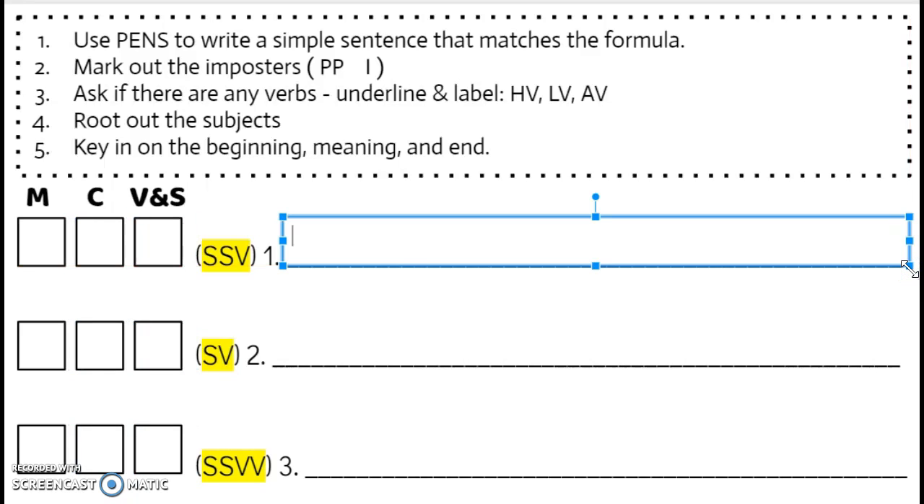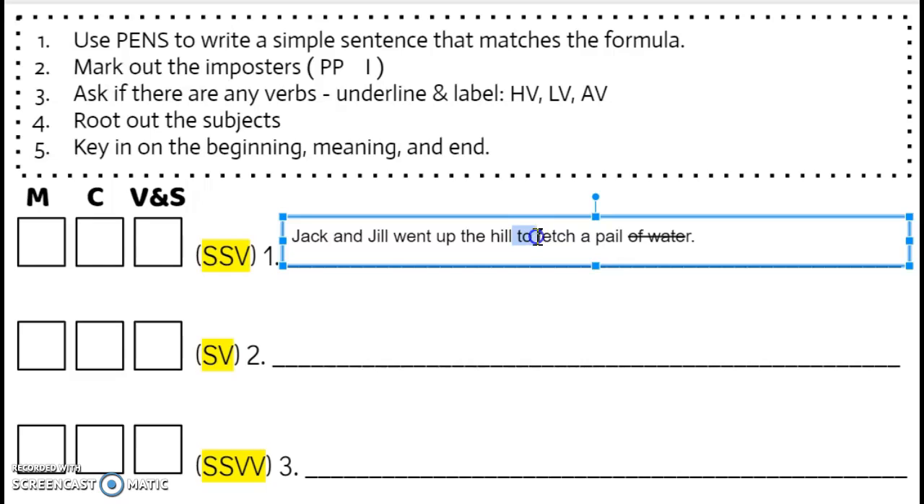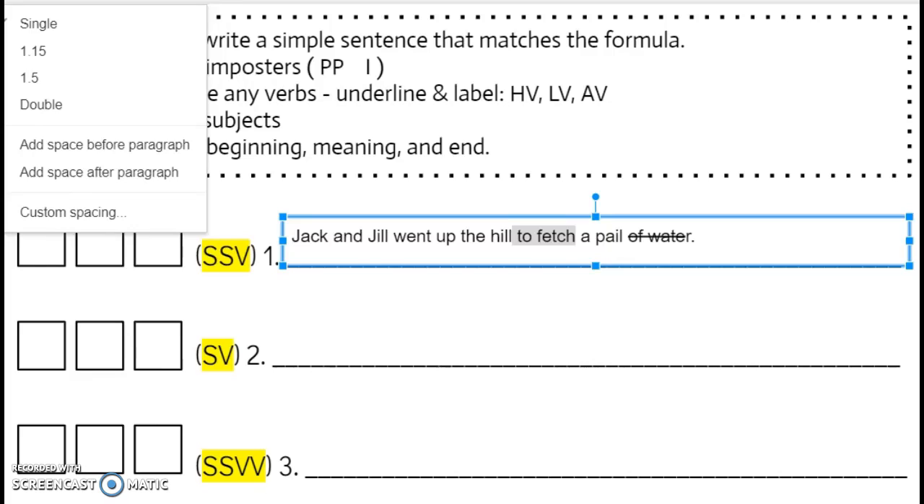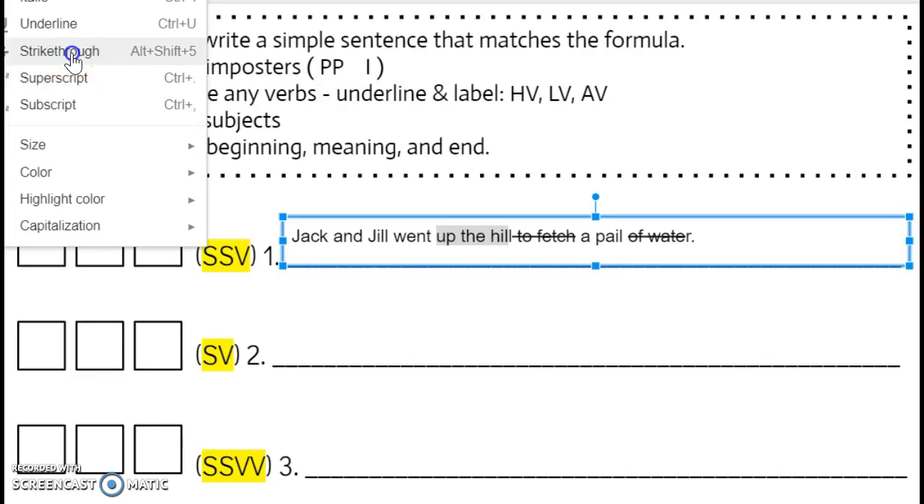So now we need two subjects. So we said Jack and Jill went up the hill to fetch a pail of water. So if I look at my imposters, I've got of water as a prepositional phrase. I'm going to cross it out and label it PP. To fetch is an infinitive. I'm going to cross it off, label it I for an infinitive. And then up the hill is a prepositional phrase. Cross it off, label it PP for prepositional phrase.